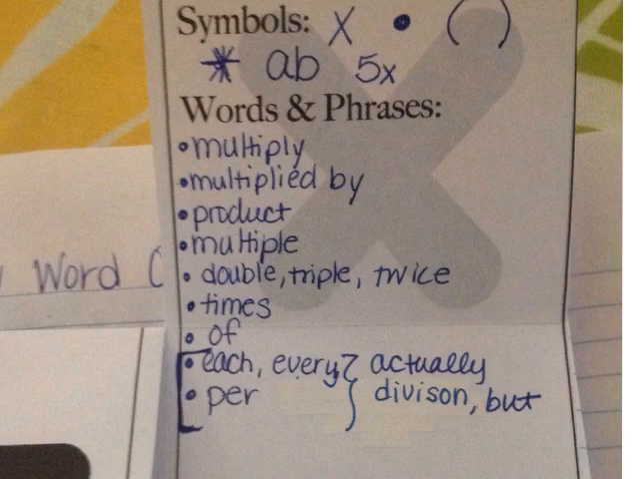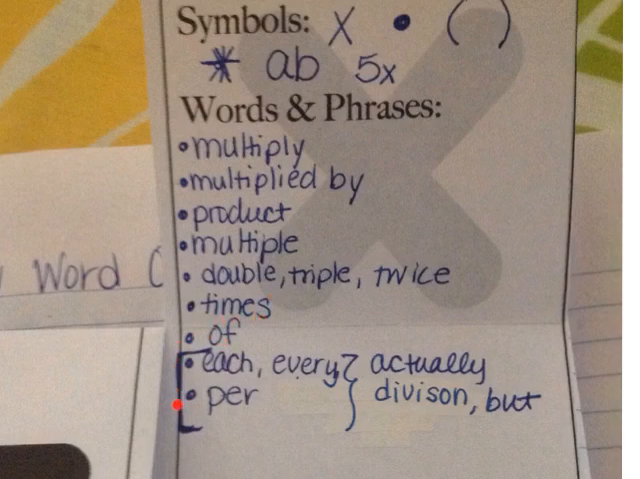Now here are the words. Obviously the word multiply, multiplied by, product, multiple, double, triple, twice. Double means multiply by 2. Triple is multiply by 3. Twice is multiply by 2. Times, of. I'm going to go through those again before I talk about this last section here. Multiply, multiplied by, product, multiple, double, triple, twice, times, and of.